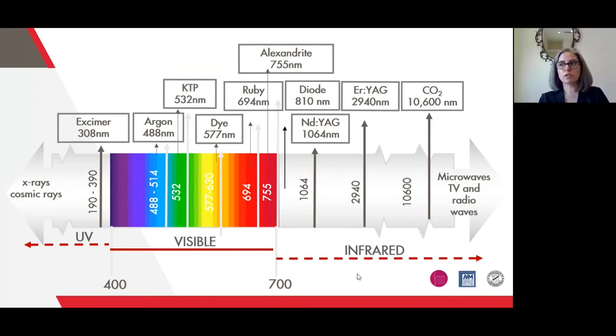Hair removal starts from Ruby, 694 nanometers, but you have to know that Ruby is a bit superficial for our hair levels. In Eastern countries, in us, usually our hair follicle goes to deep dermis. Ruby is a bit superficial. That's why you don't see much of Ruby in this region. Plus, Ruby needs a really light skin treatment.